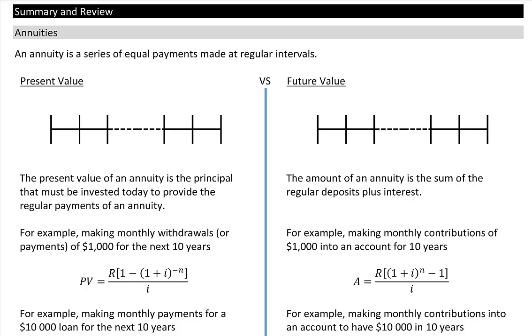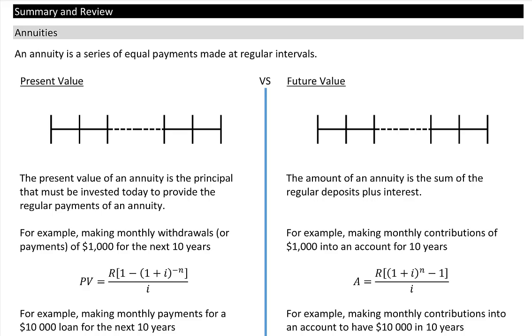So finally, we're at our summary and review for annuities and mortgages. So first off, we covered annuities. An annuity is a series of equal payments made at regular intervals. And we looked at two types of annuities, present value and future value.